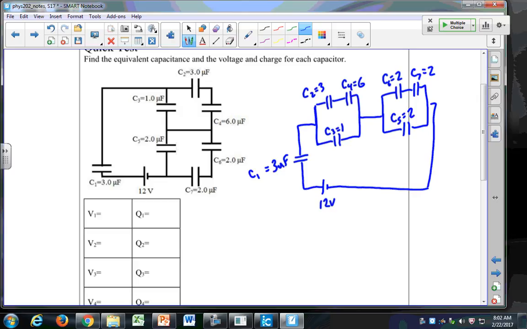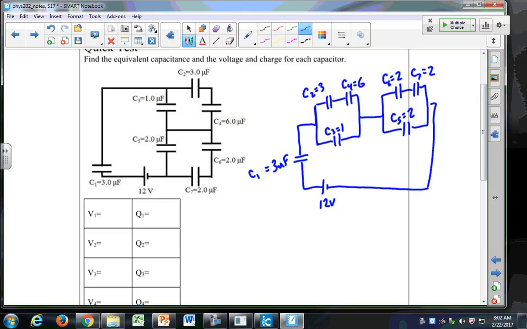Let's take a look at that circuit for a moment. Don't just look at it. Think about what is the equivalent capacitance. Can you tell me what is the equivalent capacitance? So I got a 3 microfarad here. It's in series with 2 other capacitors. I see some familiar combinations here, the 3 and the 6, and the 2 and the 2. What is the equivalent capacitance of that?